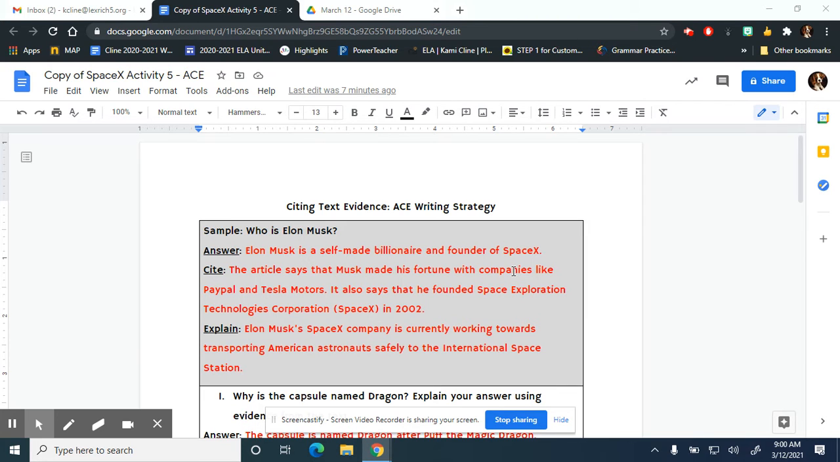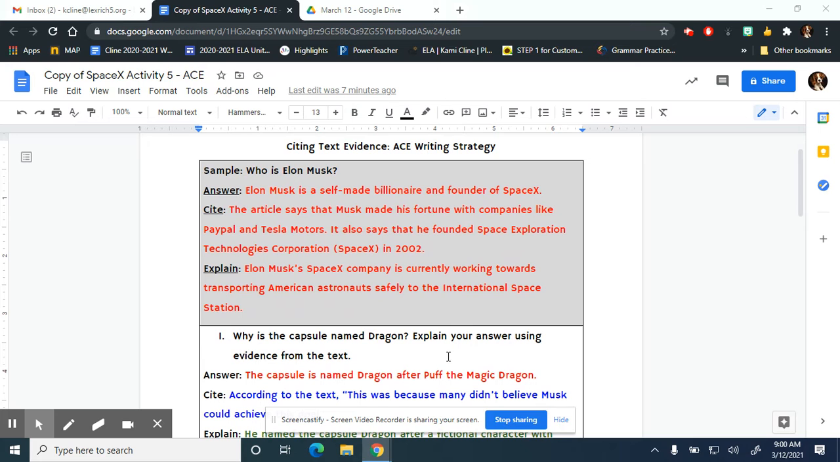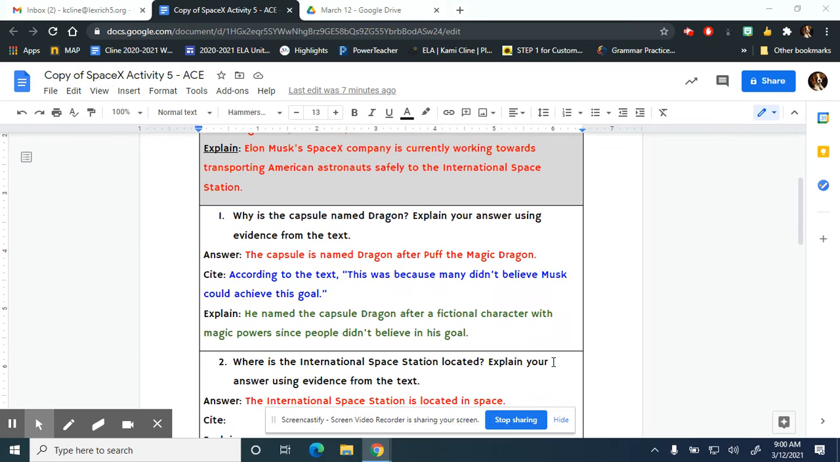All right, let's do the first one together. The question says, why is the capsule named Dragon? Explain your answer using evidence. Well, if you go down into the third paragraph, there's the answer that I just found. It says the capsule is named Dragon after Puff the Magic Dragon. So my evidence or my citing, according to the text, and I'm going to put this in quotes because it's word for word, this was because many didn't believe Musk could achieve his goal or this goal, period, end quote.